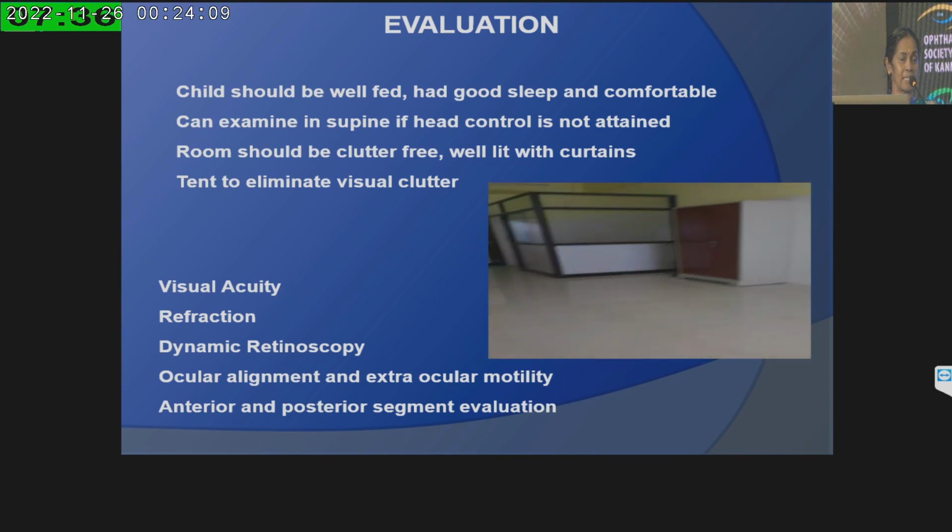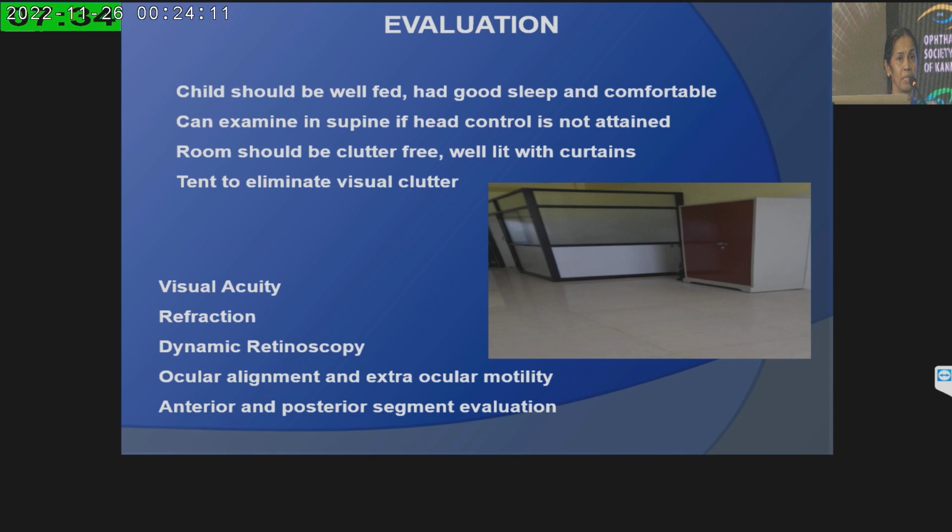If there is lack of accommodation, you should give +3 glasses. Do retinoscopy in the dark room, then show a near illuminated toy, and if this changes from with to against, there is accommodation. But in some children, there will not be any myopic shift. Such children are considered to have accommodation lag, and you can give +3 glasses. It will help them a lot.